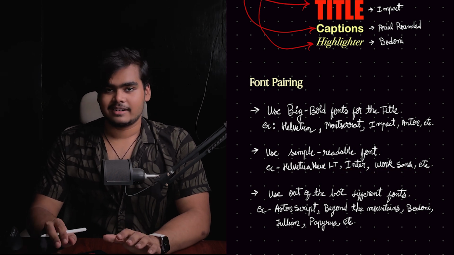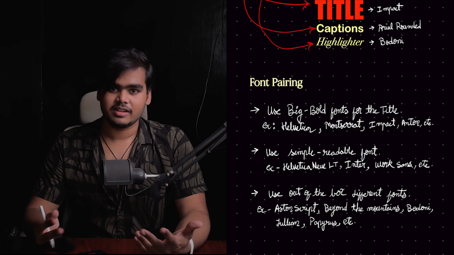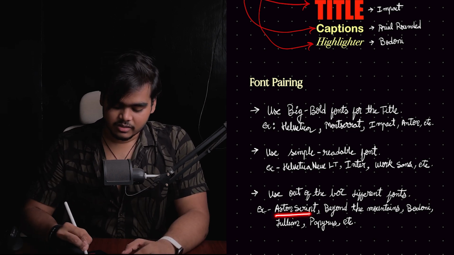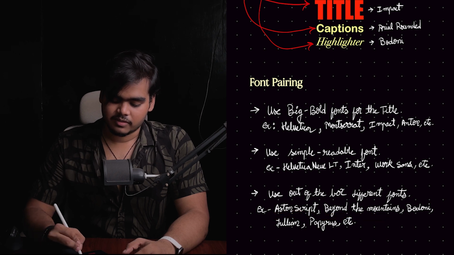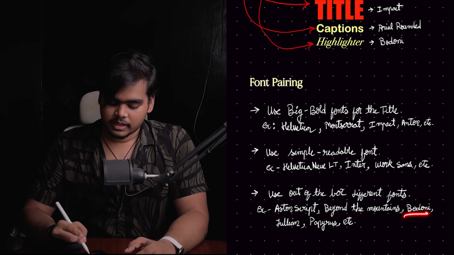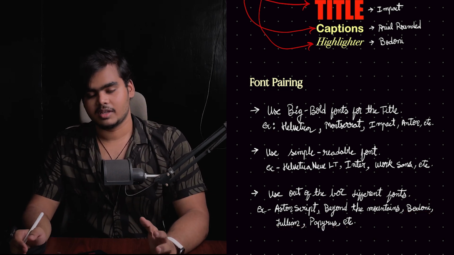And for the highlighter, you can go crazy with it. You can use different fonts which look very different from the normal fonts. Again, some examples are Aston Script, Beyond the Mountains. This is the font that I use for standing out for the highlighter part. Bodoni, Julian, Papyrus, etc. Obviously, there are many fonts.